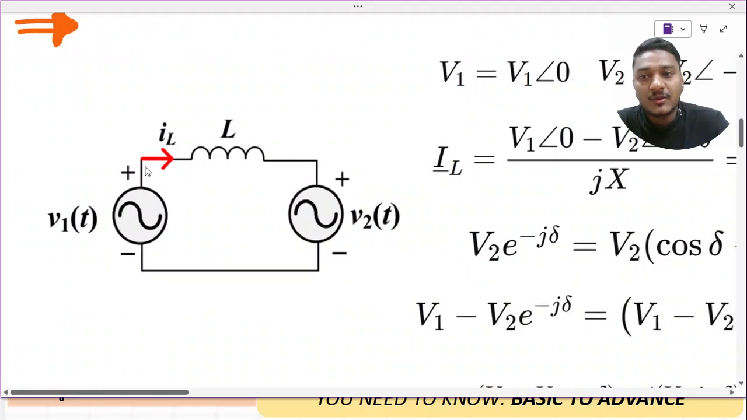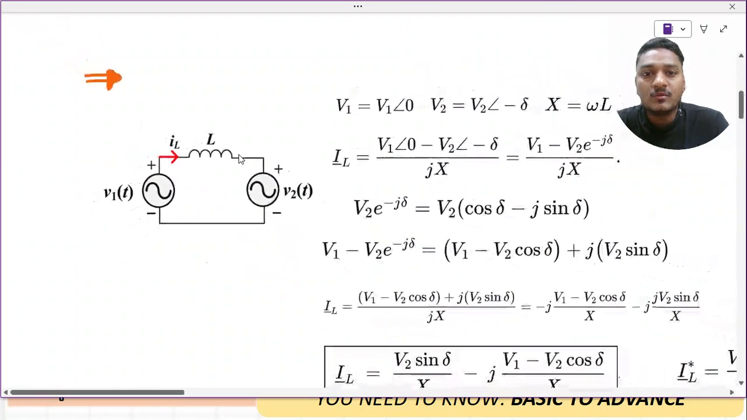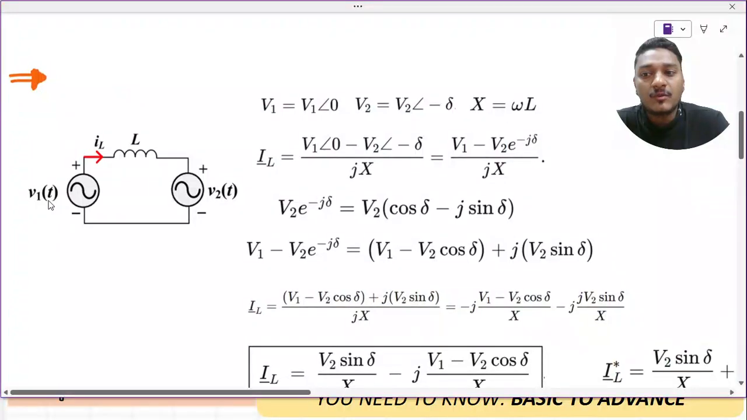Okay, and current is flowing through this. Now, how the power flows from one particular side to another, we should understand first. So let us mark the voltages: V1 at an angle of 0. I am assuming here that V1 of t is the reference voltage, and that's why I keep it at an angle of 0. And V2 I am keeping as V2 at an angle of minus delta.